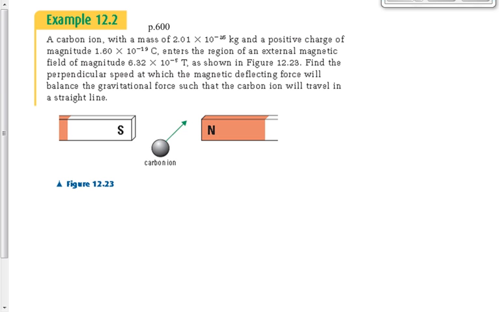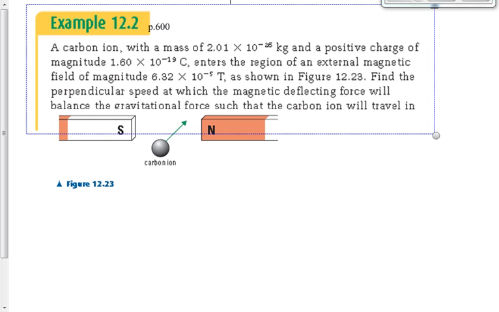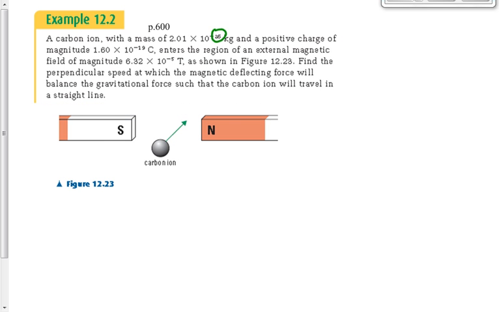Let's try another example, okay? A carbon ion with a mass of 2.01 times 10 to the minus 26, I think that's a 26. Somebody has their textbook handy, check page 600, that'd be great. And a positive charge of 1.6 times 10 to the minus 19 coulombs enters a magnetic field of this value. Find the perpendicular speed. Again, they're telling us it's perpendicular. The equation applies. The hand rule applies. The perpendicular speed at which the magnetic deflecting force will balance the gravitational force.